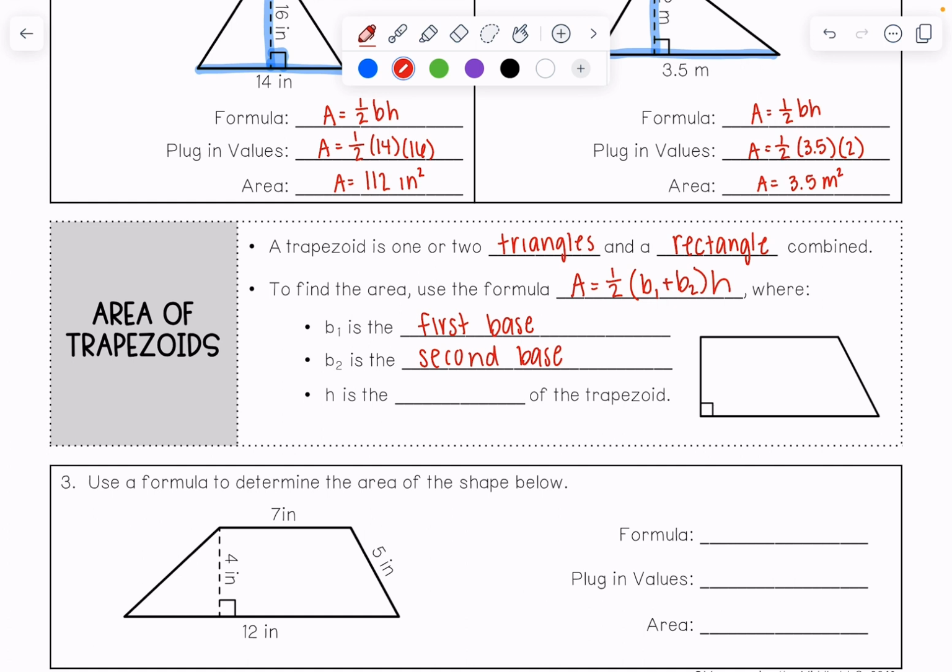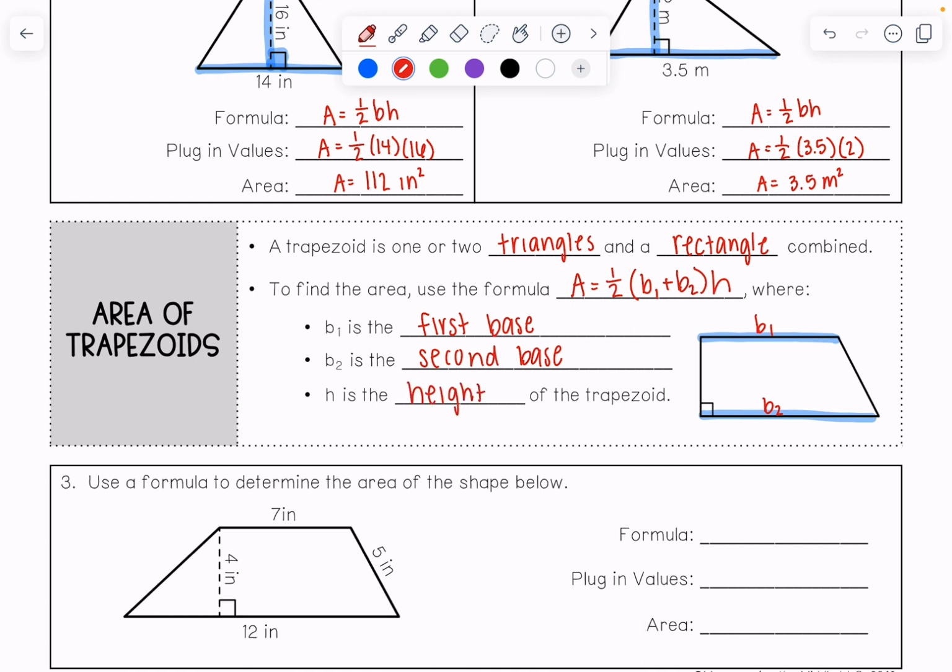Your bases are always your set of parallel lines. So right here, this line is parallel to this line. They would move on in the same direction forever and ever and would never meet. So base 1 and base 2 are our parallel lines. And then H is the height.